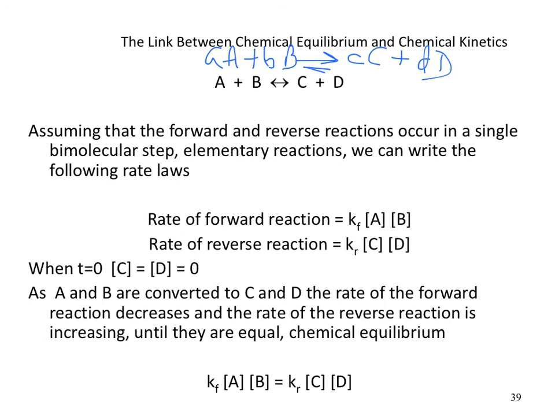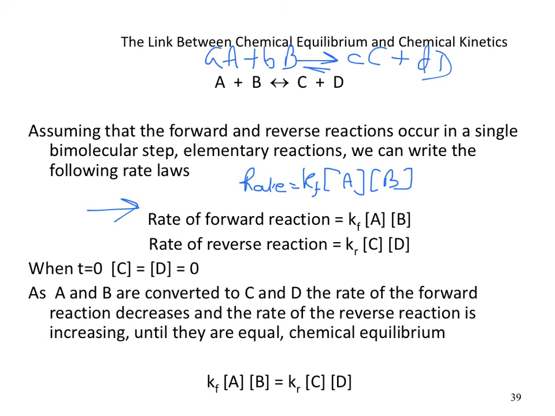Okay. Now, if we consider that this reaction takes place in a single bimolecular step, that means both A and B are involved and both C and D are involved as well, then of course you can say that the rate for the forward reaction is going to be rate equals Kf times A to the power of 1, B to the power of 1 as well. And likewise for the reverse reaction, Kr times C times D is going to be equal to the rate of the reverse reaction.